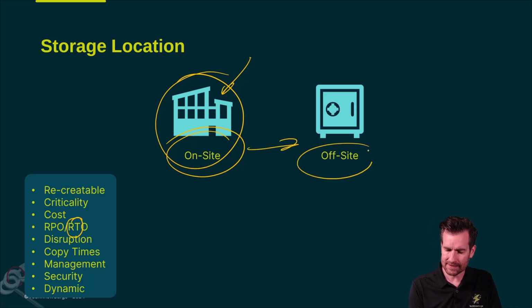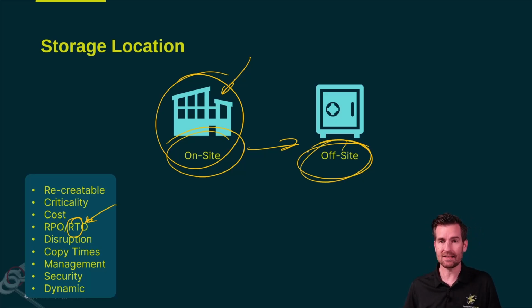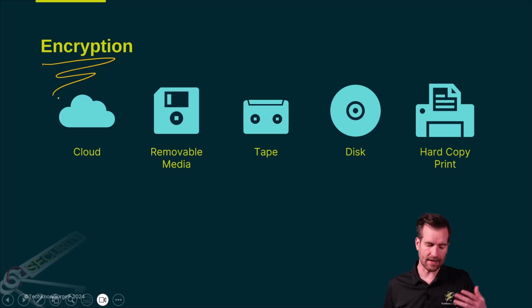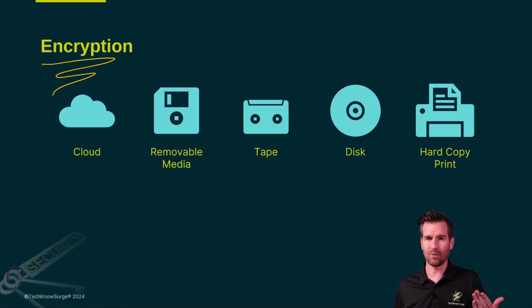So we may want something that's off-site, or maybe we have both an on-site copy to get good RTO time, but an off-site to create some location redundancy here. We may want to consider encryption as well. In fact, most of what I would say is that you almost always want encryption involved. No matter where you're locating your data, you most likely want to put encryption on it.